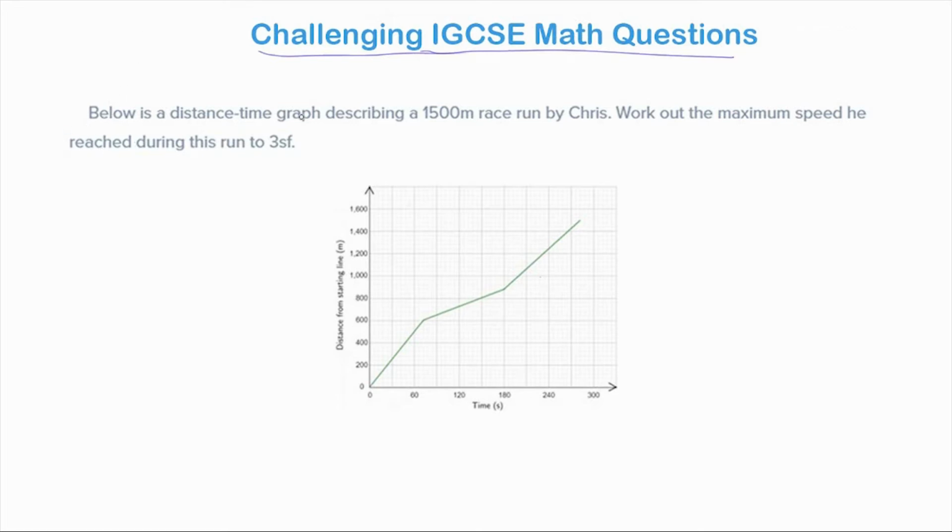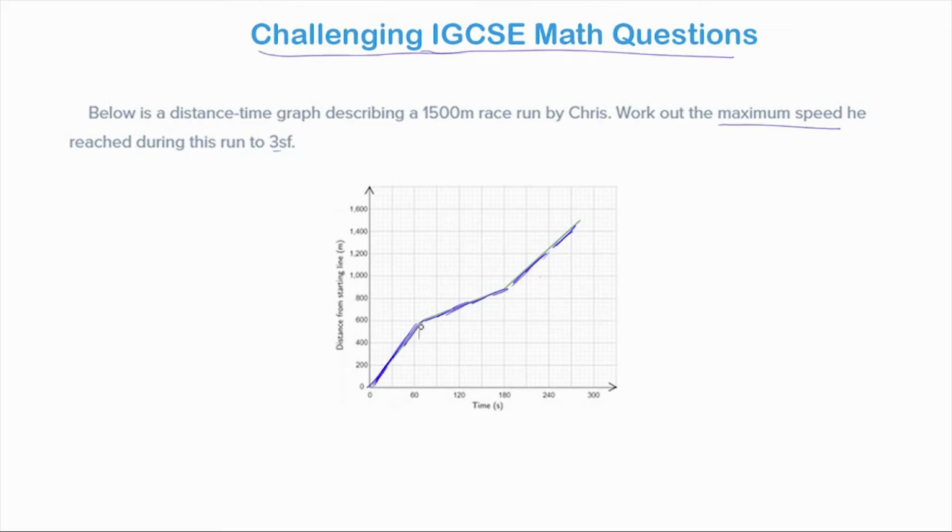Below is the distance time graph describing a 1500 meter race run by Chris. Work out the maximum speed he reached during this run to 3 significant figures. As you can see, this is a distance time graph. In the distance time graph, the gradient represents the speed. Of course, the higher the gradient, the higher the speed. They want the maximum speed, so the gradient must be highest. Here, this part has the highest gradient, so this should have the highest speed.